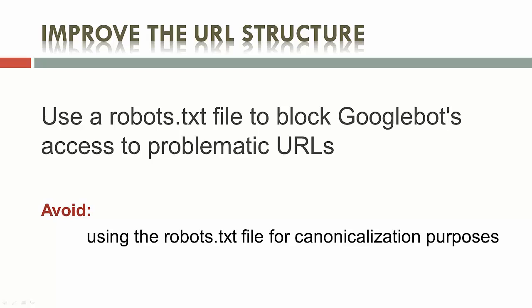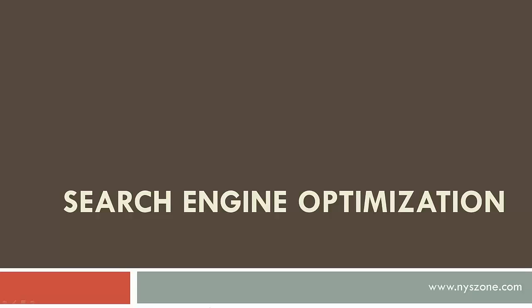Remember, robots.txt doesn't prevent references to your URLs from other websites, and your pages might be found and indexed from other places on the web. To completely stop URLs appearing in Google search results, use the robots.txt in combination with other URL blocking methods. Avoid using the robots.txt file for canonicalization purposes. Remember, URLs are very important for search engine optimization, and you should improve your URLs as much as possible.